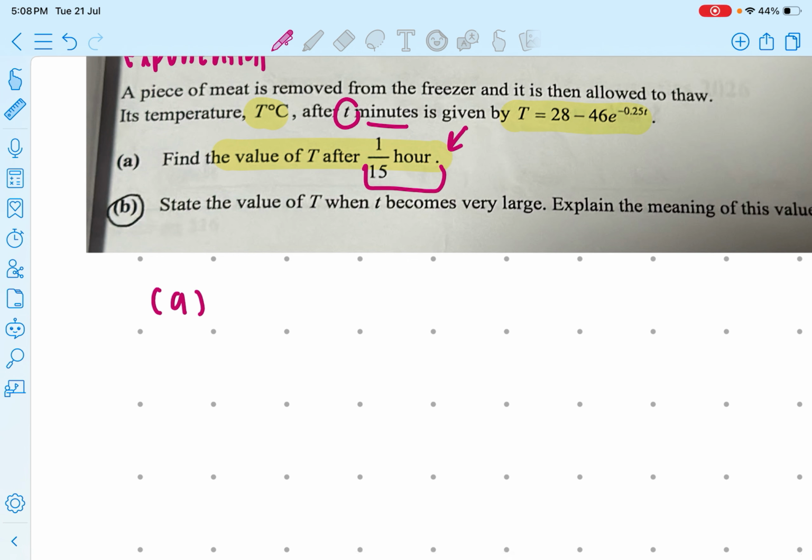So basically, the small t value in this case would be 1 over 15 multiplied by 60, and you should get 4.